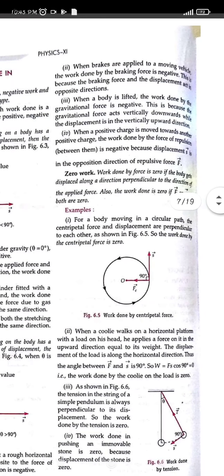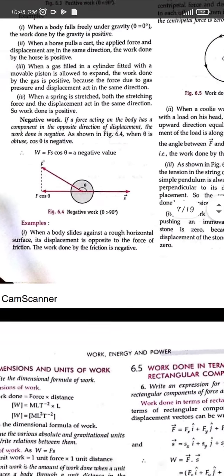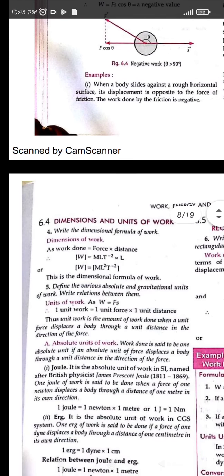So what is zero work? Now when cos theta is 0, that is theta is 90 degrees, cos 90 is 0. So we can say that the work done is 0 only if the force applied on the body is in the perpendicular direction, that is, the angle between the force and the horizontal displacement is 90 degrees. So the work done is said to be 0.